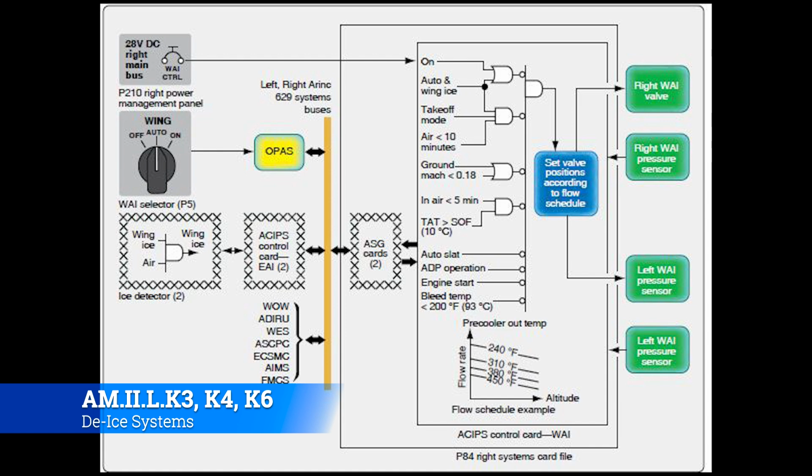No big deal. Auto slat operation. If the slats are in auto, it'll inhibit the wing anti-ice system from kicking on. Air-driven hydraulic pump operation will also turn it off. It's also turned off during engine start.